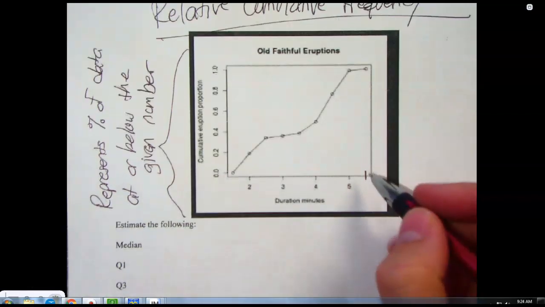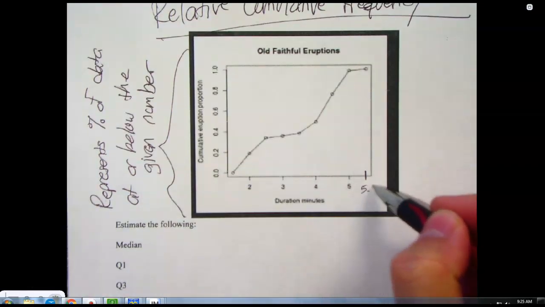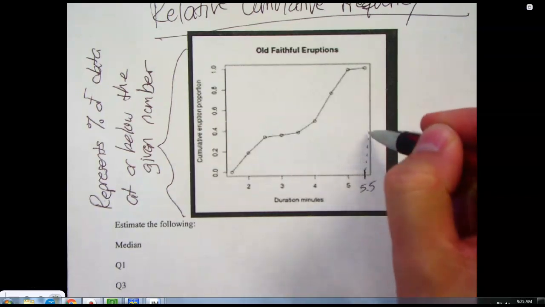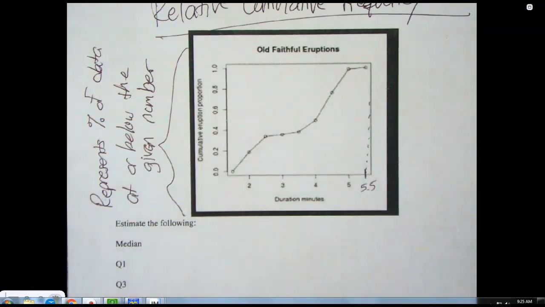So, if I go to the very end, in this case it looks like the end is like 5.5, and I go all the way up. I'm going to write on the board because I can erase and rewrite things. So at 5.5, if I go up and read across, I land on 1. What that tells me is 100% of my data, 100% of the eruptions, were 5.5 minutes or less. And so when you go to the endpoint, it's always going to go all the way up to 100 because 100% of your data is lower than the endpoint.